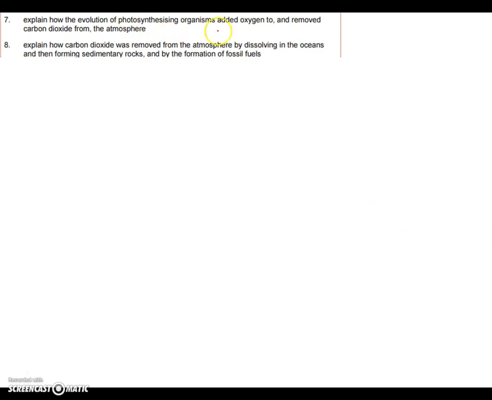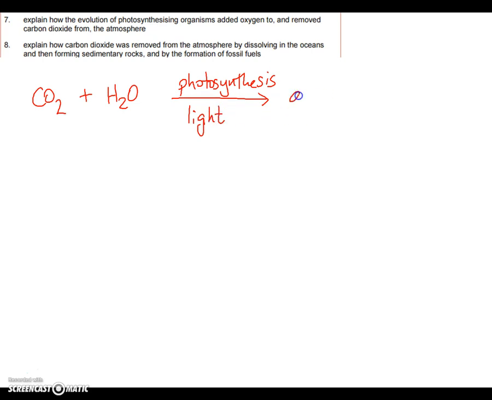Explain how evolution of photosynthesizing organisms added oxygen to and removed carbon dioxide from the atmosphere. So you'll know this from your biology, but if you take carbon dioxide and water, and you have photosynthesis going in plants, so you need some sunlight as well. For that to happen, you end up with glucose and oxygen.